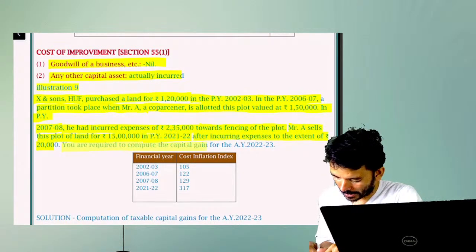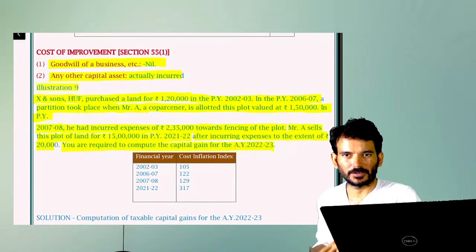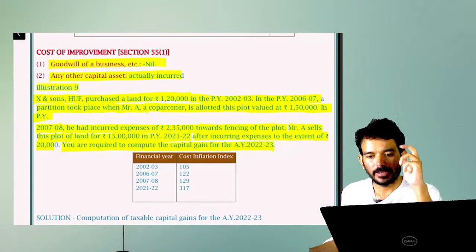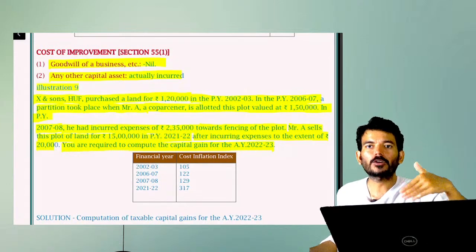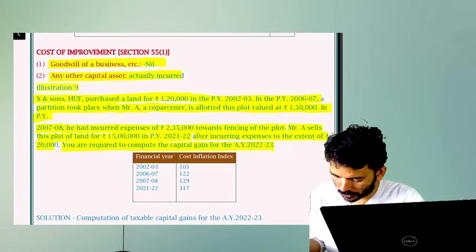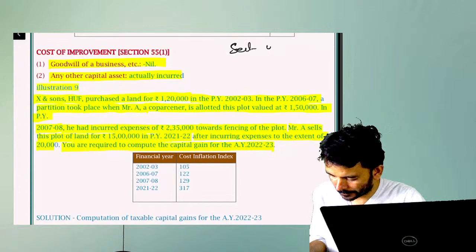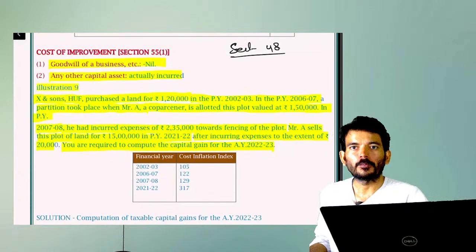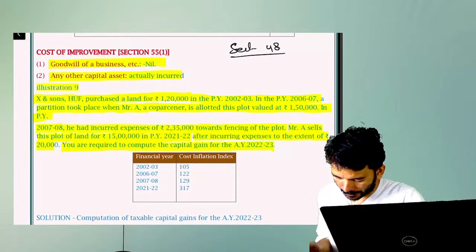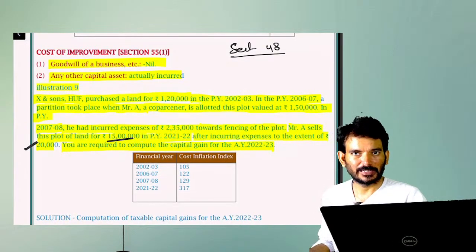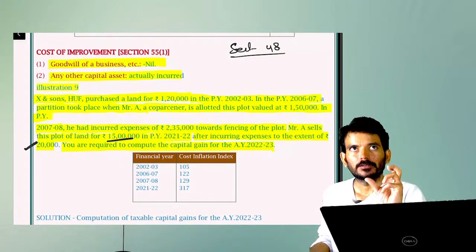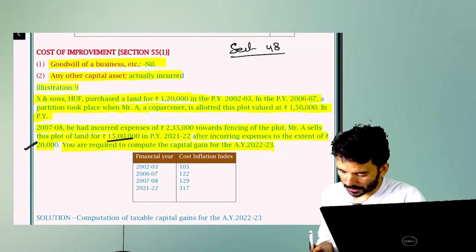You are required to compute the capital gain for the year 2022-23. It appears to be small, but in this question you will understand how to apply the cost of improvement. So go back to your section 48, computation of capital gain. Your selling price is this much, cost of transfer expenditure is this much. You will find the net consideration, and you have a cost of acquisition.